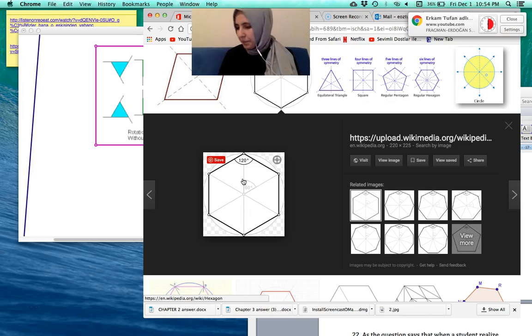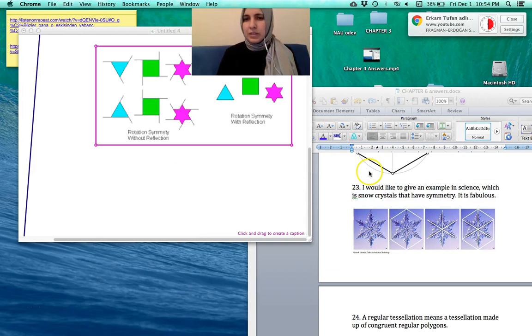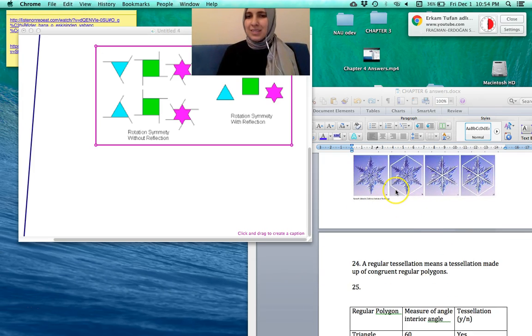Question 23. Locate other real-world applications of symmetry in the field of science. Describe the examples and explain how they might be used for teaching students about symmetry. I found an example on the internet, these snow crystals. I would like to give an example in science, which is snow crystals that have symmetry. As you see, it's fabulous. Question 24.